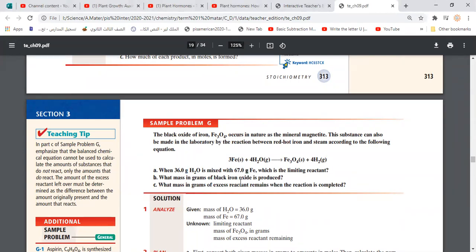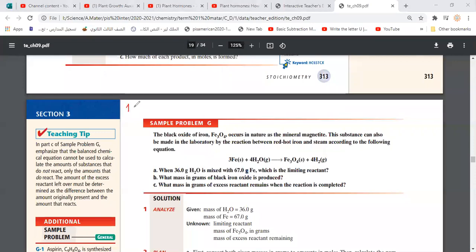So what are we supposed to do first? Change it into moles. Good. We must change them into moles, because I cannot work with grams in a chemical equation, since the chemical equation represents a mole ratio, not a mass ratio. So we should first know how many moles of water this 36 gram represents. So let's work it out. Okay, guys, who can work with me?